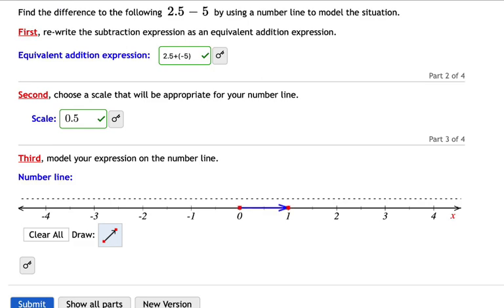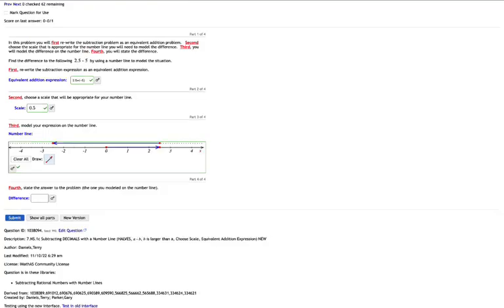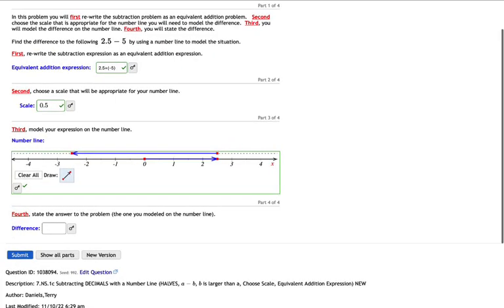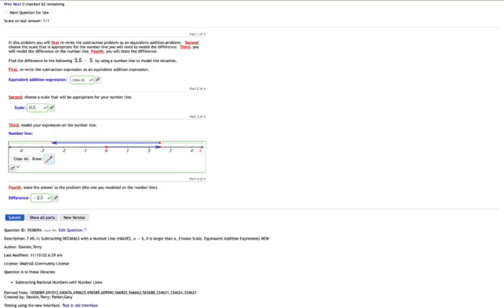So start at 0, go out to the first number, which is 2.5, and then we're adding negative 5, which means we have to go 5 in the negative direction. And so 0.5, 1, 1.5, 2, 2.5, 3, 3.5, 4, 4.5, 5, and wherever that last part of the number line ended, that would be our answer to this problem. And you can see that it ended at negative 2.5.